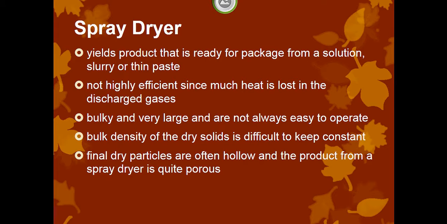Now, the bulk density of the dry solid is difficult in this case to keep constant because, as you can see, the product that is being produced is porous in nature. So that in itself makes it very difficult to have a constant bulk density for the entire batch of solid that was processed by the given equipment. The final dry particles here are often hollow and the product from a spray dryer is quite porous, as mentioned already in the previous slide.